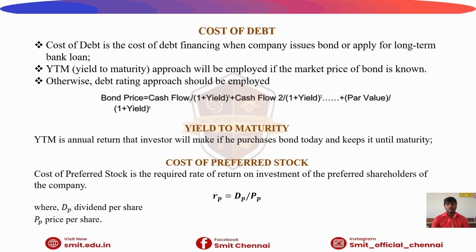Then cost of preferred stock. The cost of preferred stock is the required rate of return on investment of the preferred shareholders of the company. Formula for the preferred stock is RP equals DP divided by PV. DP means dividend per share. Dividend is a part of profit which will be given to the shareholders, depending upon how many shares they purchased. Then PV means price per share.